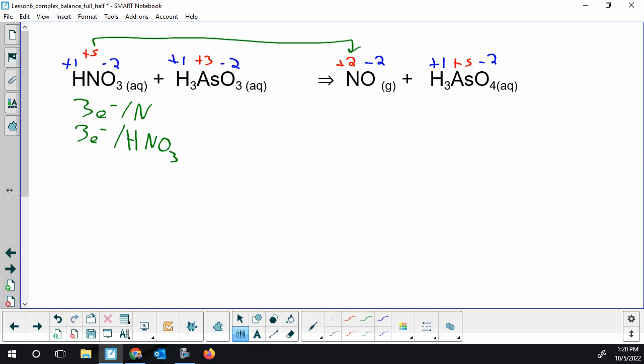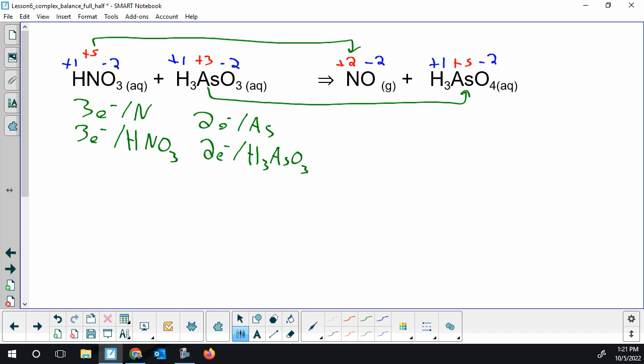The other change is the arsenic. It's 3, and again, not to 0, it's 3 to 5. So 3 to 5 is a difference of 2. 2 electrons for every arsenic. Then I want to know for that whole reactant, hydrogen doesn't do any, oxygen doesn't transfer any, every arsenic is 2, and there's only 1 arsenic in the whole reactant, so that'll be 2 for the whole thing.